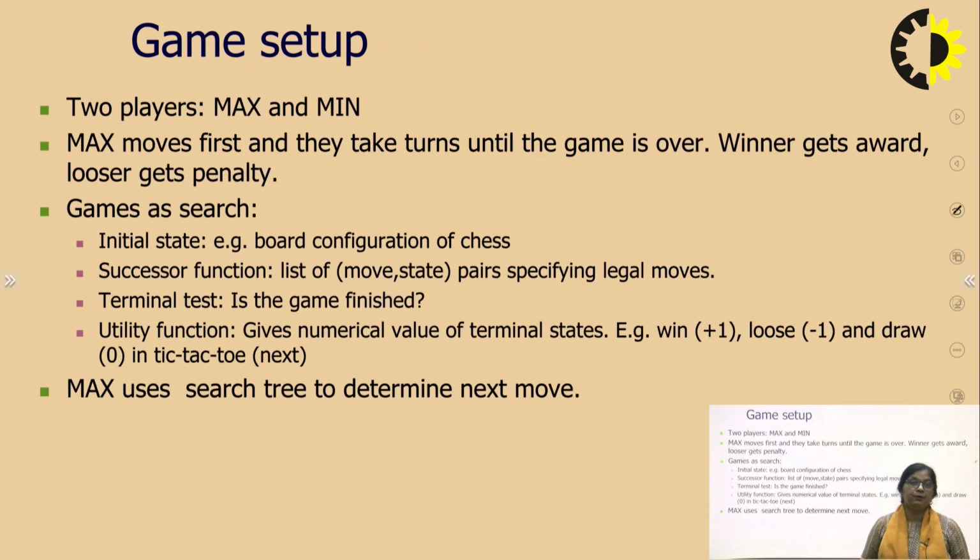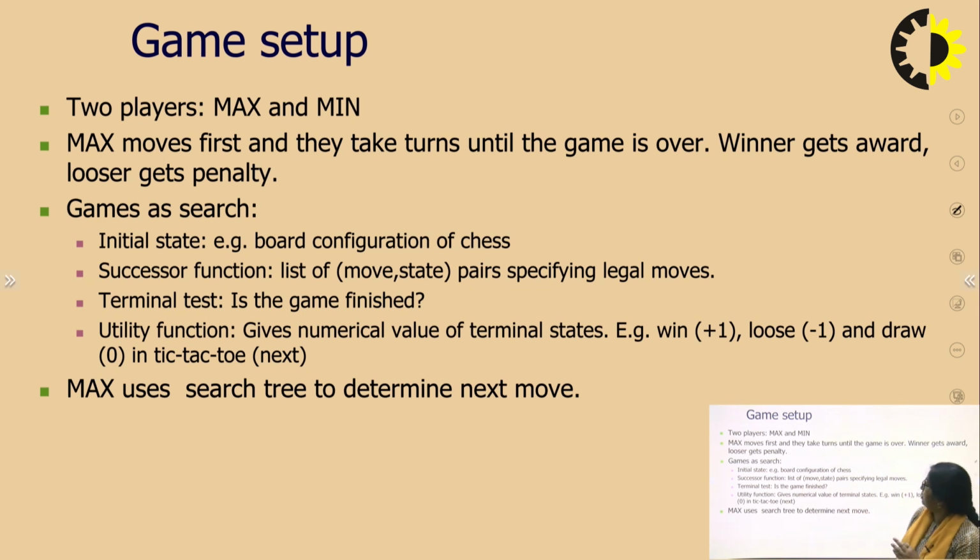We'll talk about now the game setup to understand the concept of adversarial search. So our game setup is we are assuming a two-player game. The two players we are naming here Max and Min. Max will make the first move and then the turn will go to the second one, Min. After Min, again the turn will go to Max. Turns will go on changing until the game is over.